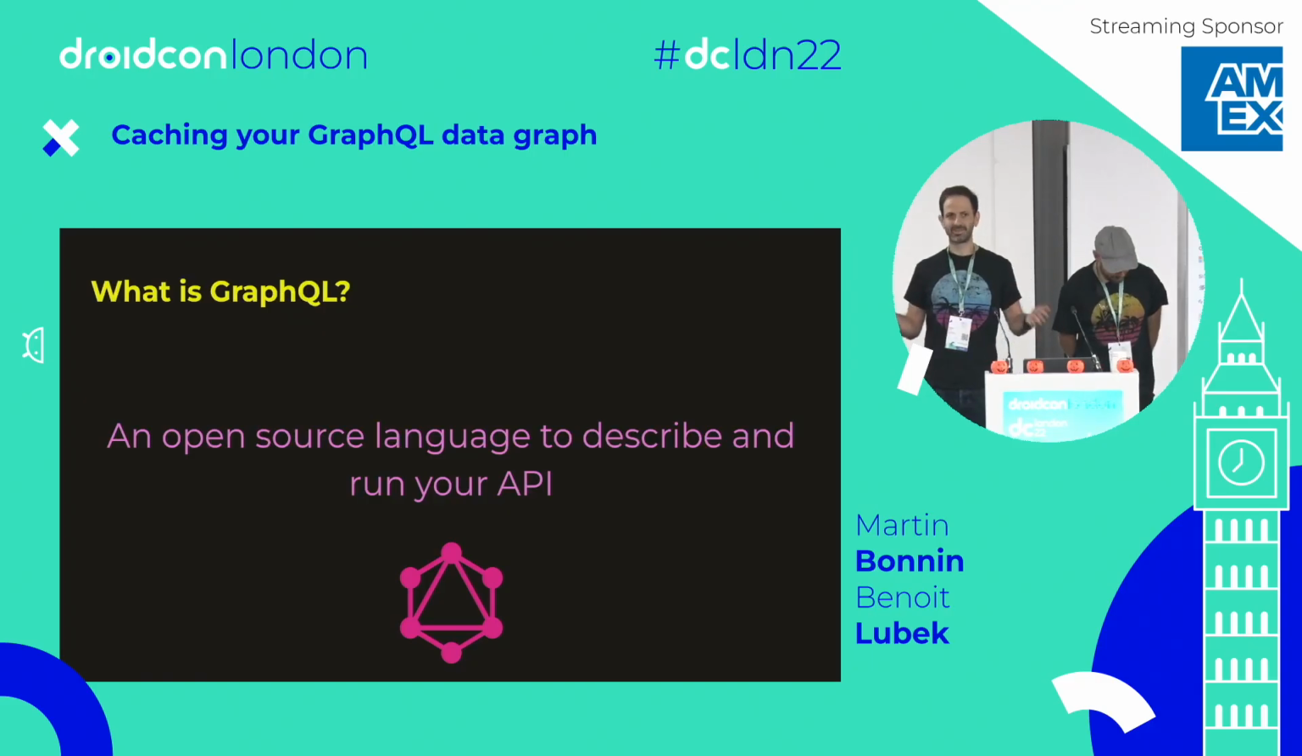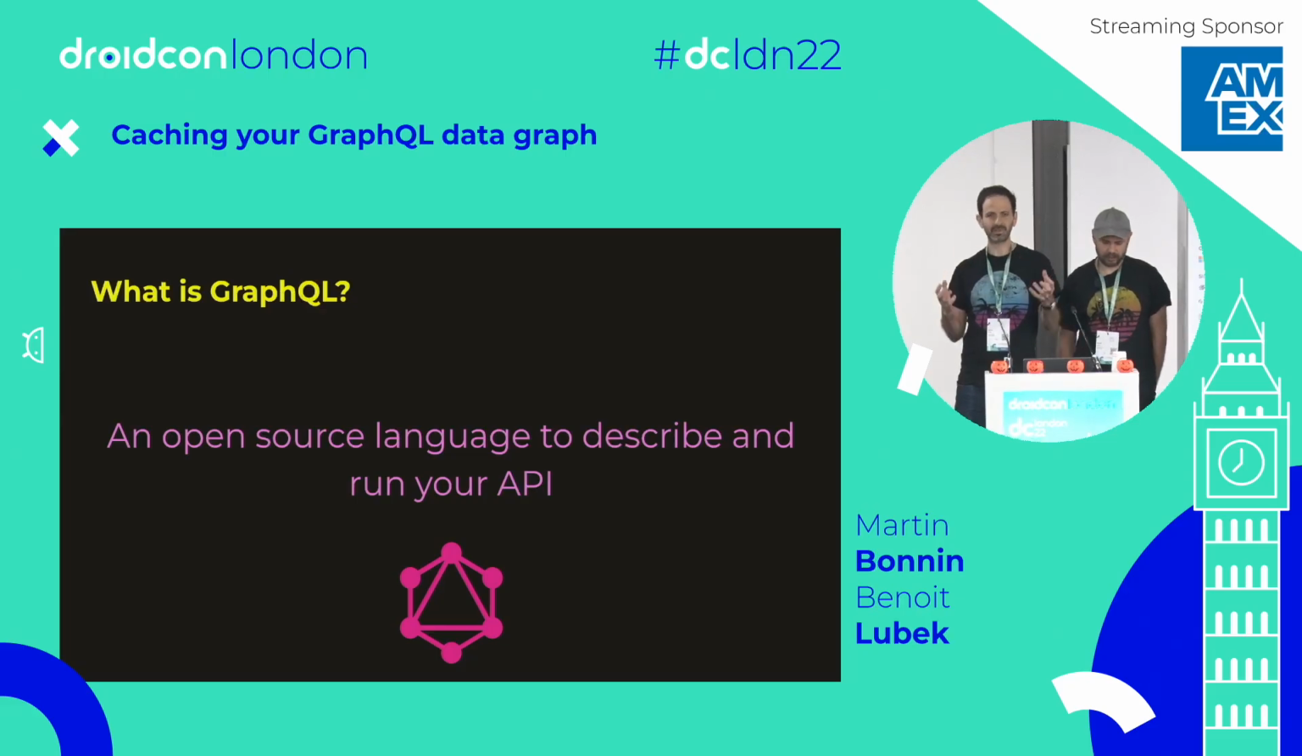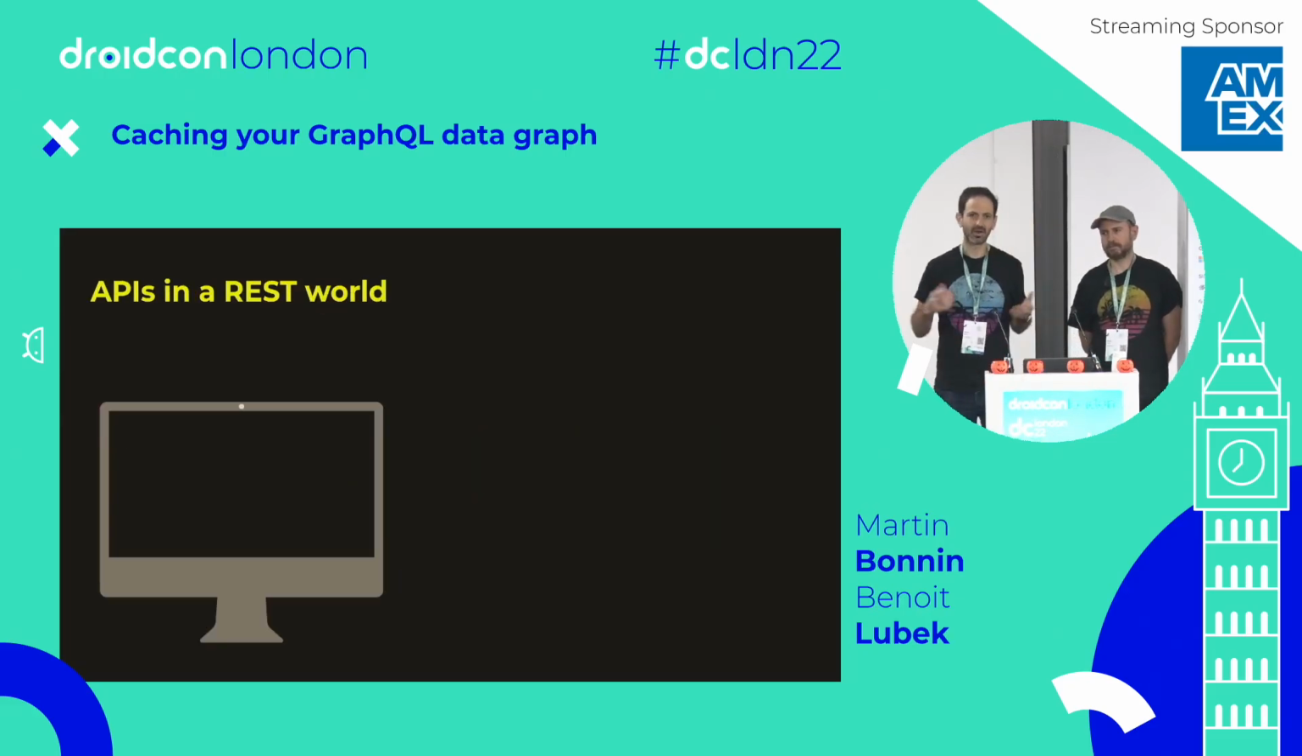Before we dive into the caching details, I want to make a small refresher about GraphQL. If you're not aware about GraphQL, GraphQL is an open source language to describe and run your APIs. Well, that's a very formal definition. I think the best way to understand GraphQL is to compare it with REST. In a REST world, you typically have multiple endpoints.